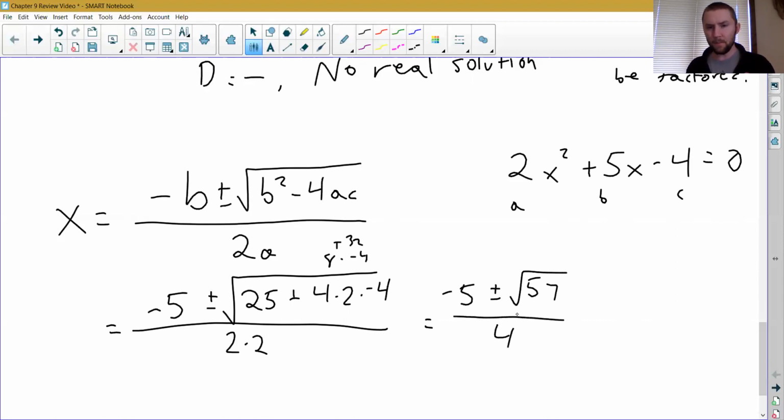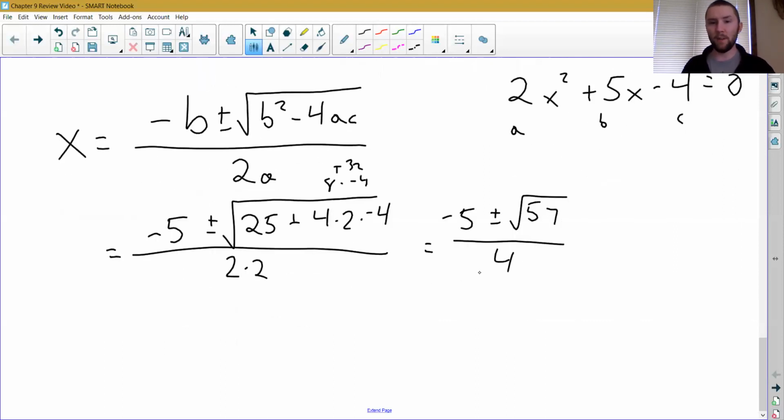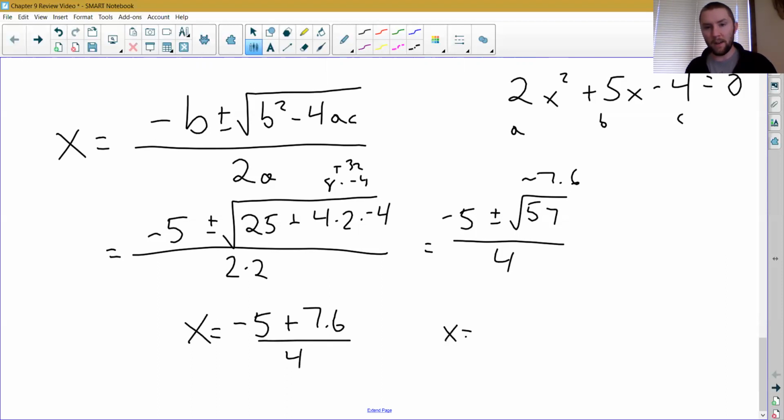divided by 4. Right, and then remember that the plus minus symbol in the middle of our formula tells me that I really have 2 different equations happening. The square root of 57, by the way, is somewhere around 7.6, so I'm just going to call it about 7.6. So what I have is negative 5 plus 7.6 divided by 4, and I also have negative 5 minus 7.6 divided by 4. Then I just continue to do my math, find my solutions in decimal form, and round it off to 1 or 2 decimal places, which doesn't matter really to me.